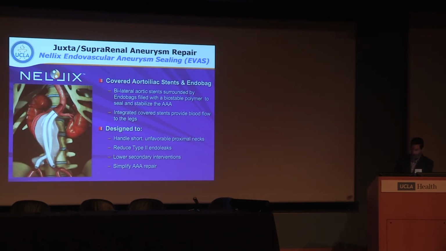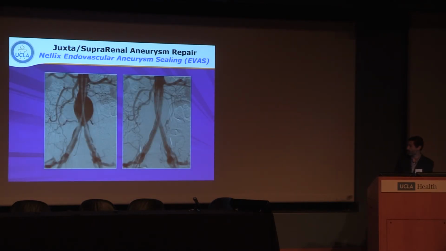One of the newer technologies that is not yet FDA approved, but is interesting and currently under investigation, is the Nellix device. This is a device comprised of a couple of balloon expandable covered stents that go from the iliac arteries all the way up to the renal arteries. And then there's an endobag, or a polymer-filled bag that you fill after deployment of the covered stents. The purpose of this bag is to fill the aneurysm sac and obliterate that sac space. So this shows the two balloon expandable covered stents. They're deployed, and then the endobag is filled, obliterating the aneurysm space here.